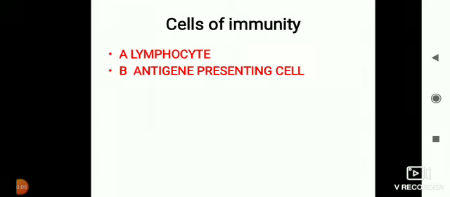Let us continue the lesson health and disease. What is health? Health, according to the World Health Organization, means a person should be mentally, physically and socially at ease. Disease means what? He is not at ease.